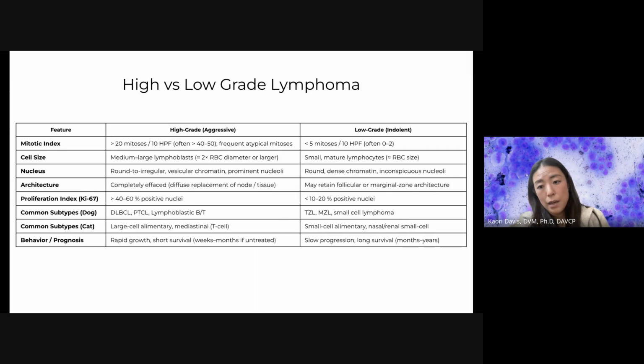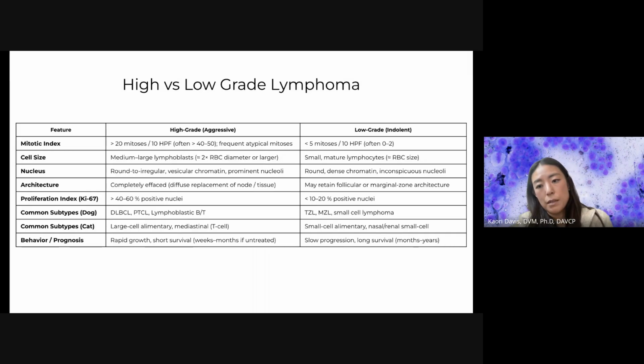In cats, some of the common high-grade lymphomas include large cell GI lymphoma and also the mediastinal lymphoma. And the common low-grade lymphomas are small cell GI lymphomas and also nasal or renal small cell lymphomas.